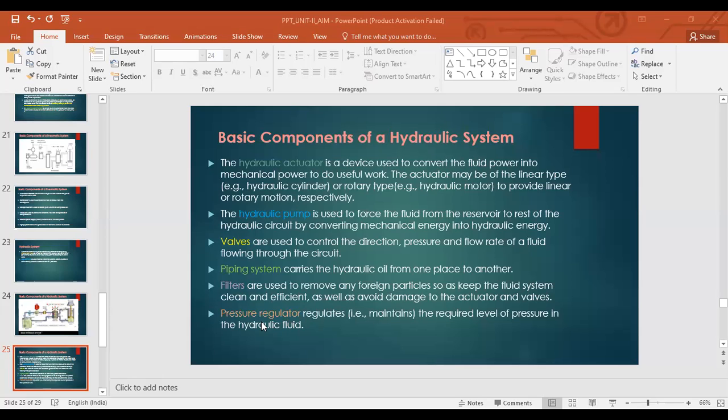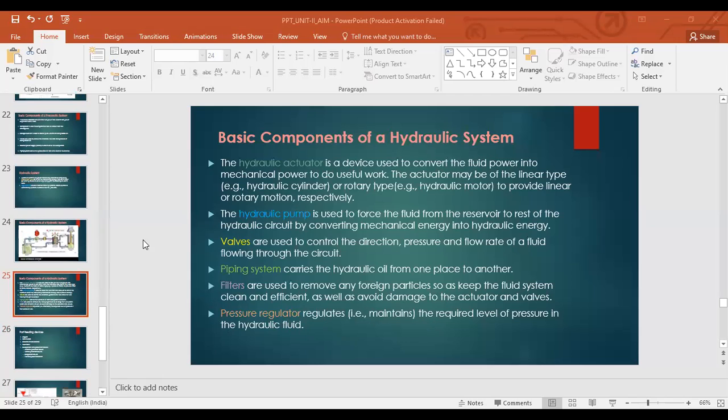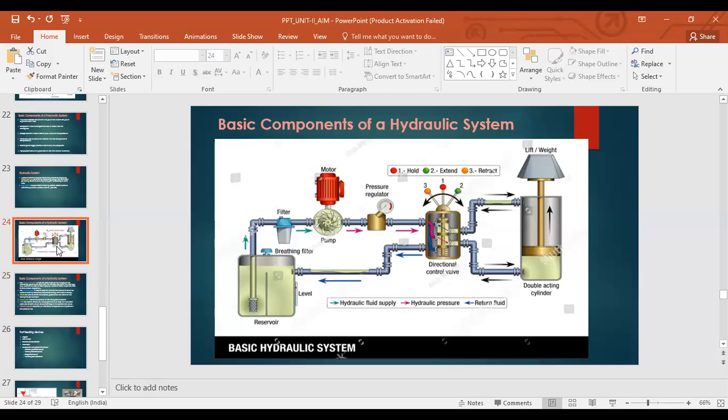Pressure regulator, as the name suggests, regulates, that is to say maintains the required level of pressure in the hydraulic fluid. So pressure regulator we have seen, right? Pressure regulator.